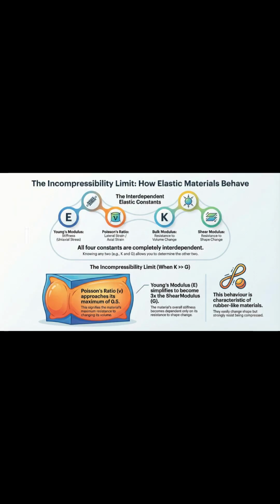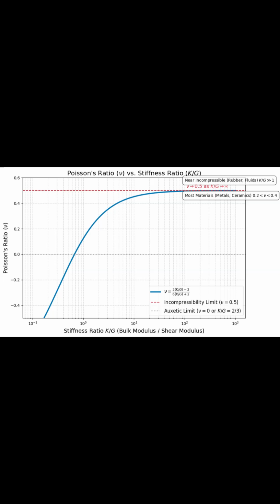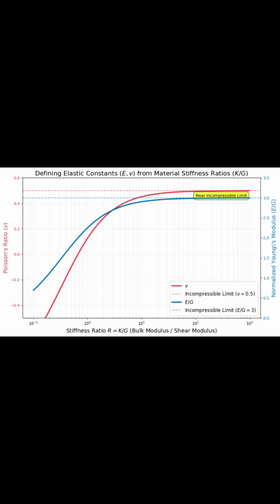change its shape. It's clear these four elastic constants are fundamentally linked, showing how a material's resistance to changing its volume really governs its overall stiffness.